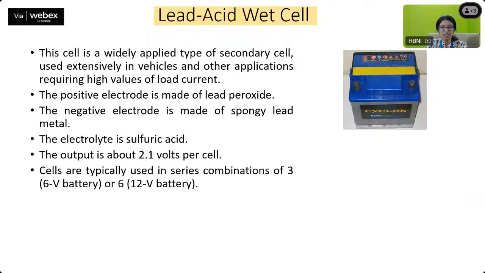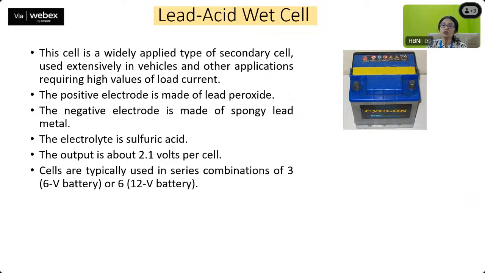Now coming to one of the powerhouses, the lead acid wedge cell. This cell is a widely applied type of secondary cell. What is a secondary cell? It means the cell reaction is reversible. So you can charge it and discharge it and use it again and again. It is not a use and throw type. It is used extensively in vehicles and other applications which require a high value of load current.